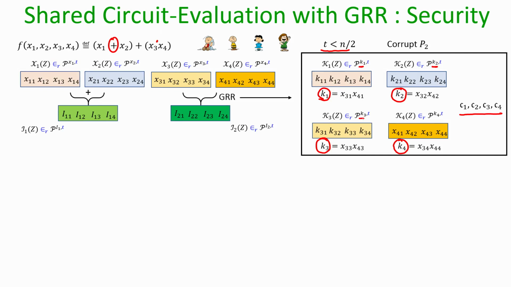P3 will act as a dealer and secret share k3 through a random t degree polynomial, and P4 will act as a dealer and secret share k4 through a random t degree polynomial, and then the parties compute a linear combination of the shared k1, k2, k3, k4, namely the linear function C1 times k1, C2 times k2, C3 times k3 plus C4 times k4.